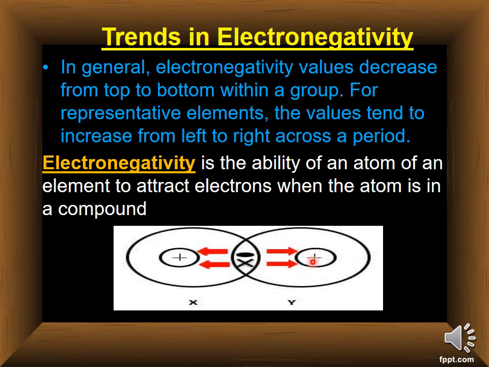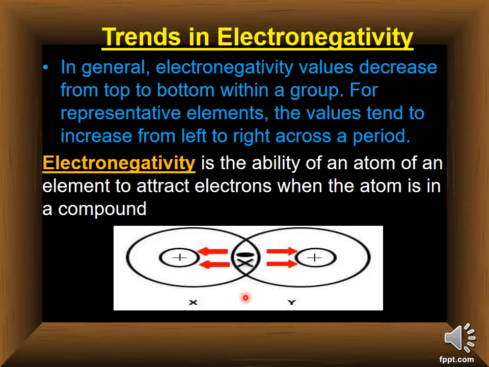So the chlorine is going to attract both shared paired electrons toward itself. The ability of an atom to attract the shared pair of electrons in a compound toward itself, this ability is called electronegativity. I'm going to give you an easy example for this.